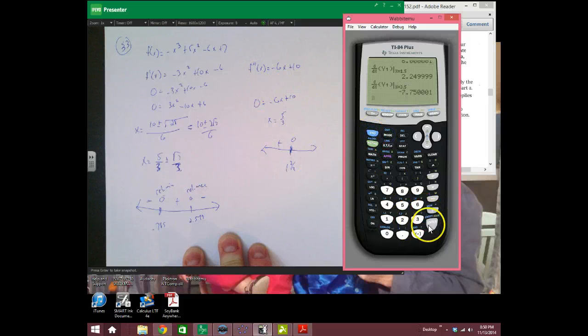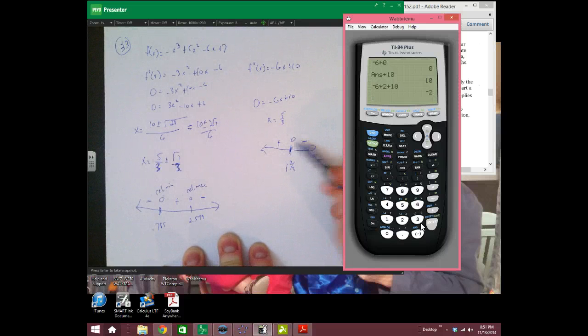-6 times 0, which is 0. Oh, I'm sorry, plus 10. Don't forget to add the plus 10 there. So that's not right. So plus 10, which is positive. And then throw a number to the right, like, I don't know, like 2 in. So -6 times 2 plus 10. -2. Slope is negative. Okay. So, or not the slope, the concavity is negative. So it's concave up, concave down.